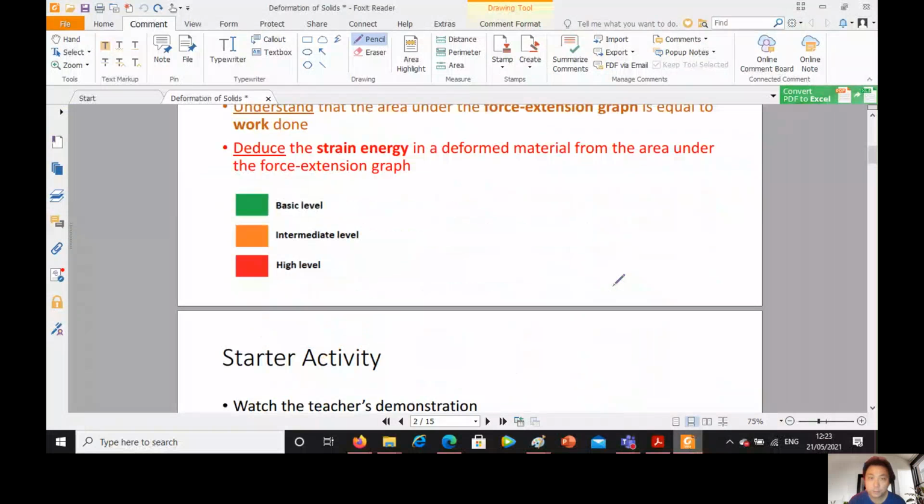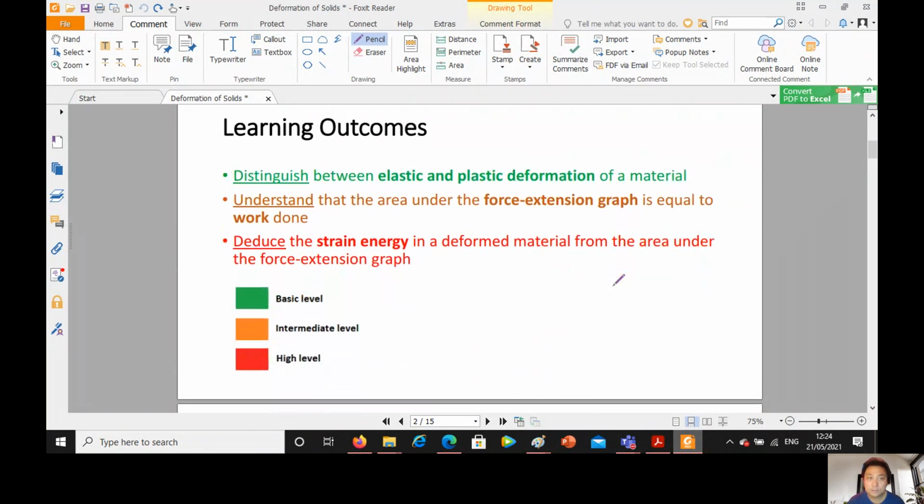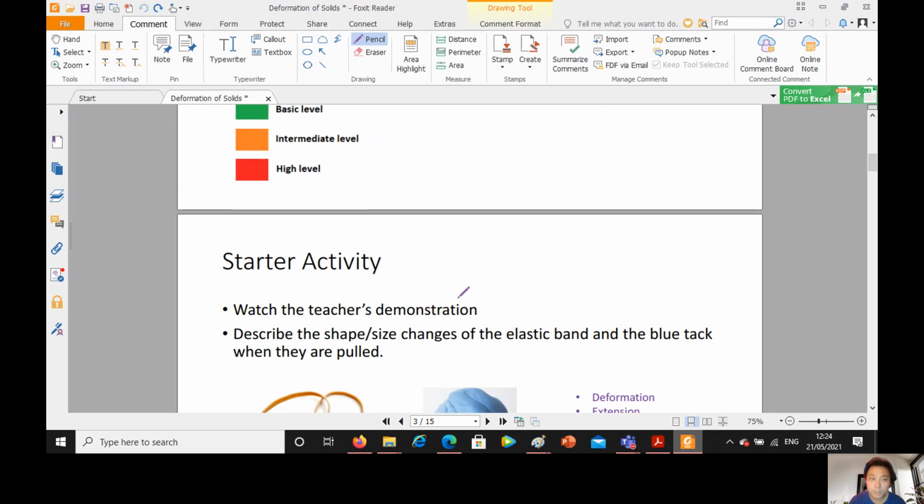Okay, let me share the screen first. I hope you can see the screen I'm sharing. So, deformation of solids. And that's the learning outcome for this lesson. Just quickly scan through this. As you can see, the learning outcomes are differentiated with different colors.